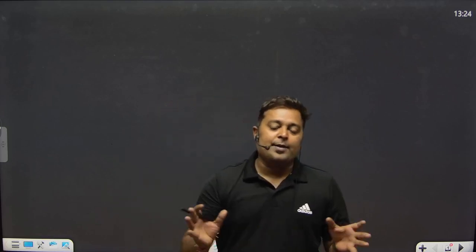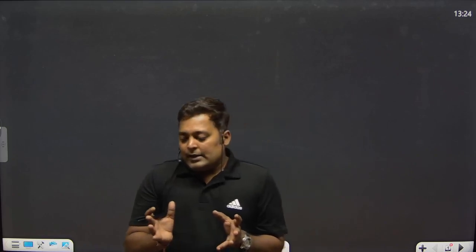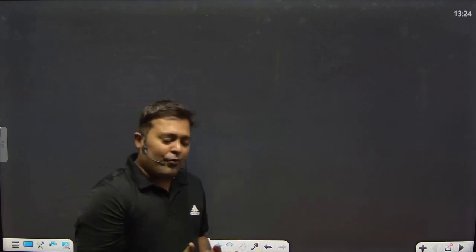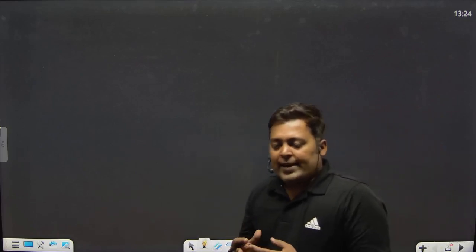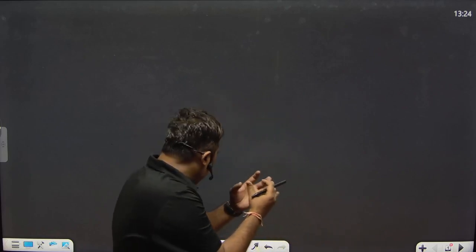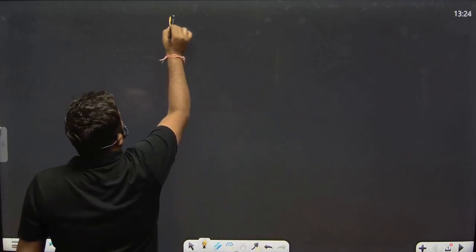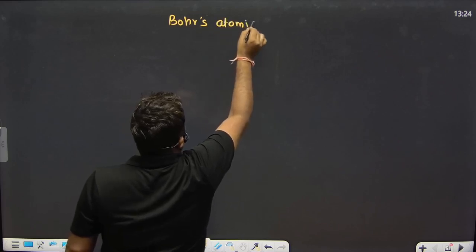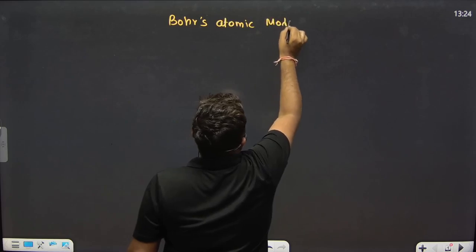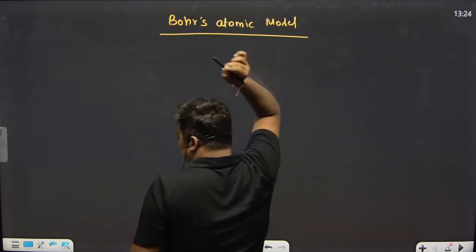So today I am going to discuss a very important topic from the chapter Atomic Structure. In this chapter, this is probably the most important topic, because frequently you are going to get questions from it. Sometimes you get numericals, and sometimes theoretical questions, which are also application based. The topic is Bohr's atomic model. Let me write Bohr's atomic model. In this, we are going to see the important postulates.